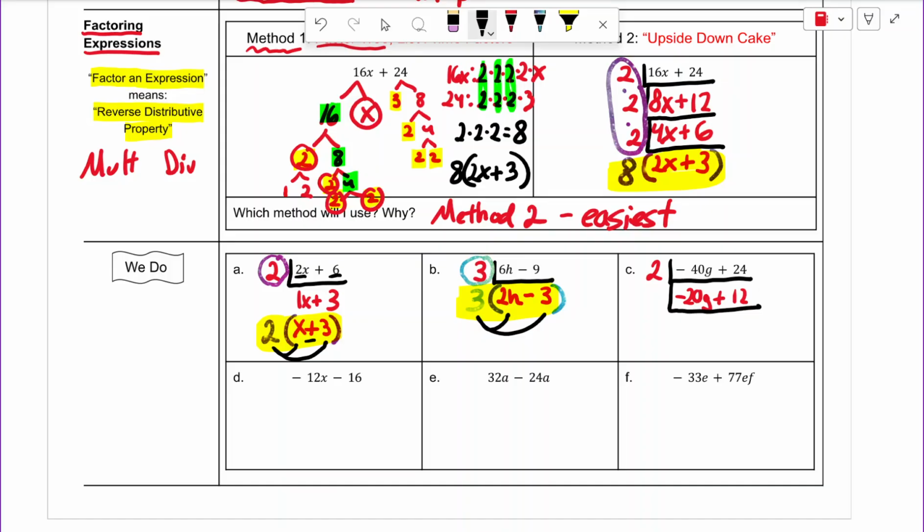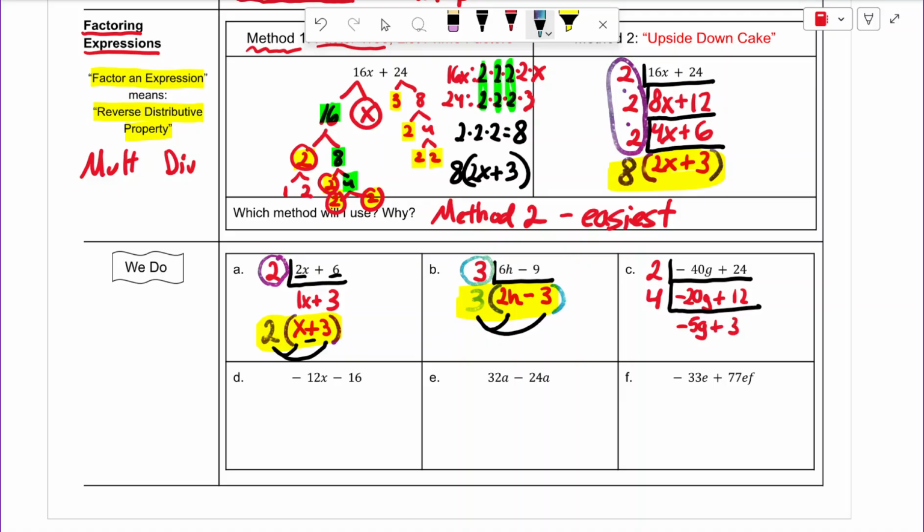And I know that I can take out 2 again, but I also know I can take out a 4. And the larger common number you can use, the faster it will go. So 4 goes into negative 20g, negative 5g times, because a negative divided by a positive is a negative. And 20 divided by 4 is 5. 12 divided by 4 is 3. And is there anything else I can take out?